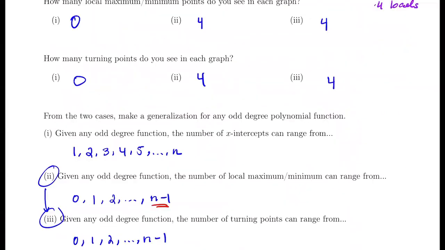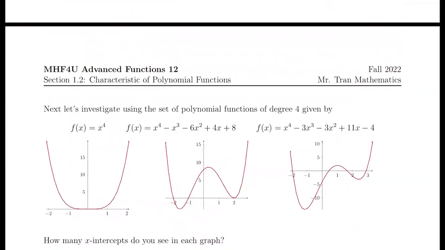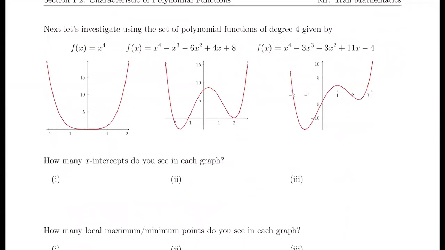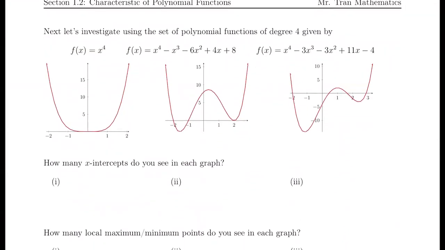Now let's have a look at an even degree polynomial function case. Let's say we are given the set of polynomial functions of degree 4. So we have f of x is equal to x to the 4th. We have f of x is equal to x to the 4th minus x cubed minus 6x squared plus 4x plus 8. And then for the third one, we have x to the 4th minus 3x cubed minus 3x squared plus 11x minus 4.